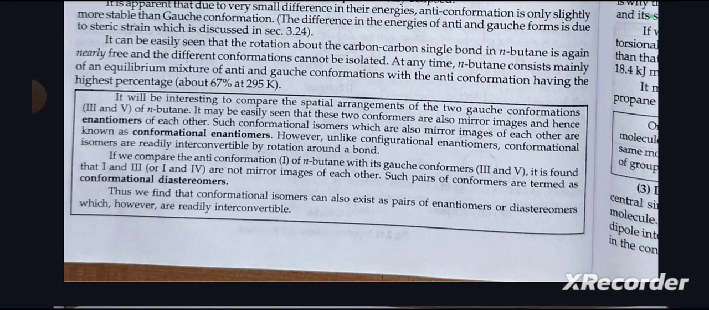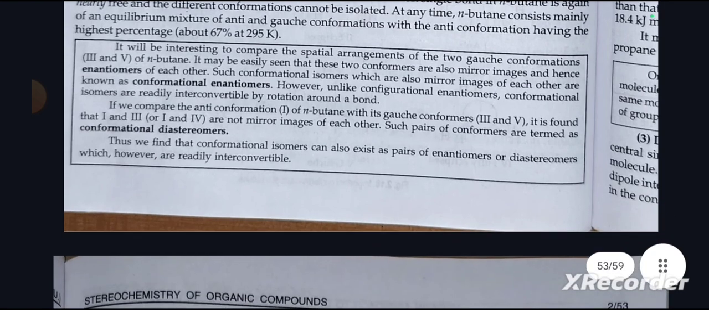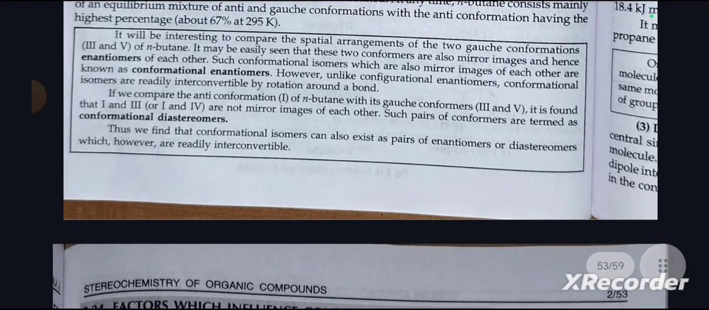At any time, n-butane consists mainly of an equilibrium mixture of anti and gauche conformations, with the anti conformation having the highest percentage, about 67%, at 295 Kelvin. It will be interesting to compare the spatial arrangements of the two gauche conformations, third and fifth, of n-butane. It may be easily seen that these two conformers are mirror images and hence enantiomers of each other. Such conformational isomers, which are mirror images of each other, are known as conformational enantiomers.